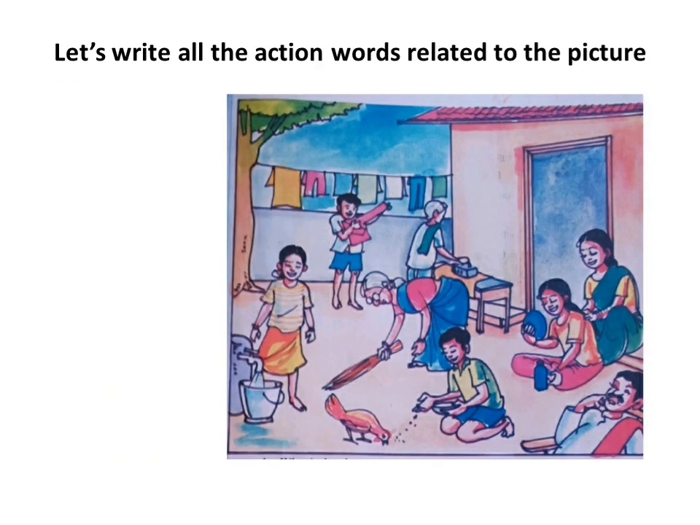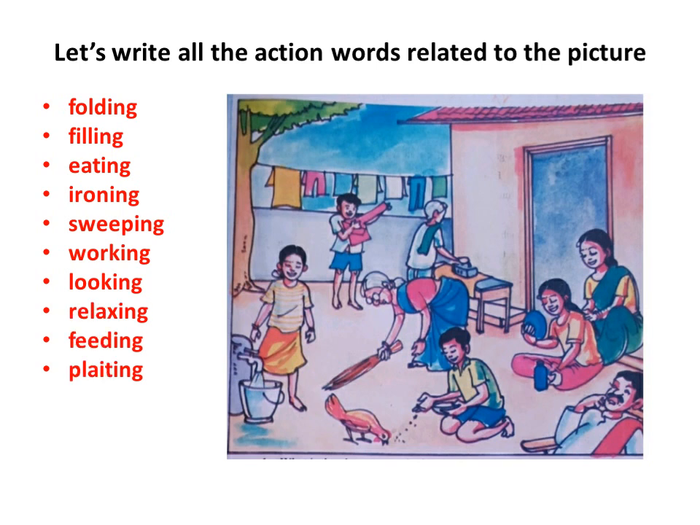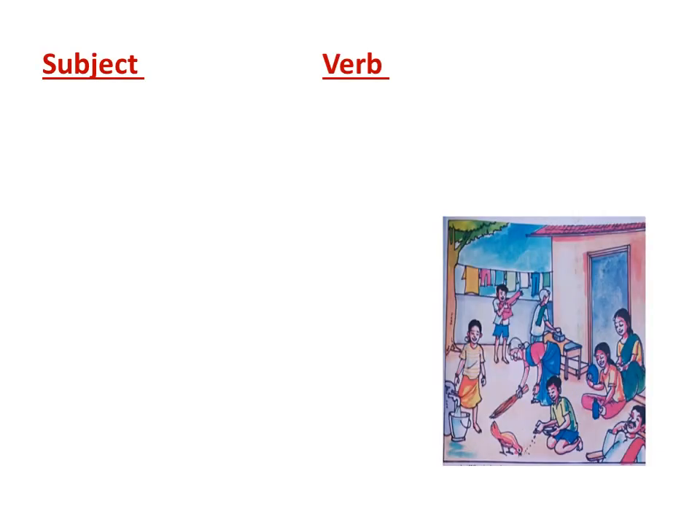Let's also write the action words related to the picture. Folding, filling, eating, ironing, sweeping, working, looking, relaxing, feeding, plaiting, sitting, standing. Now, let's see how we can write basic sentences using only subject and verb without using the object.